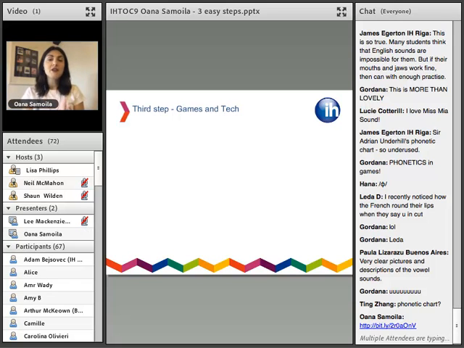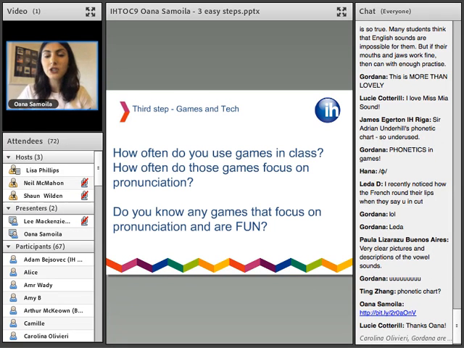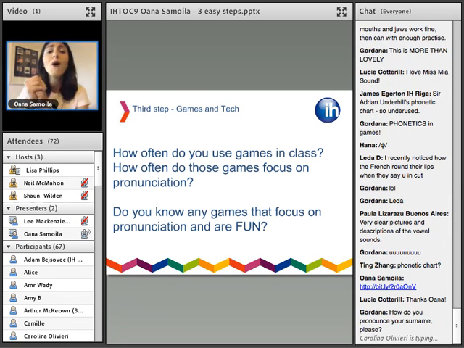Obviously, this is my third step. Obviously, we have this little character, really cute character. What am I going to do? I'm going to make it into a game. So my question is, how often do you use games in class? How often do those games focus on pronunciation? And do you know any games that focus on pronunciation and are fun? Because games should be fun.